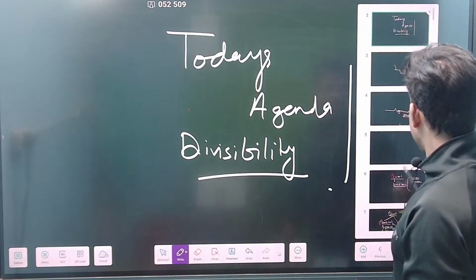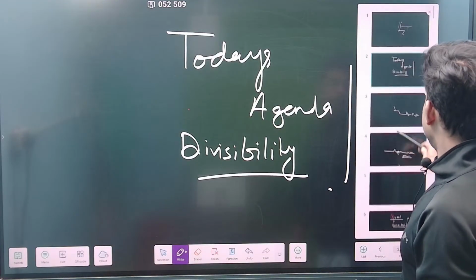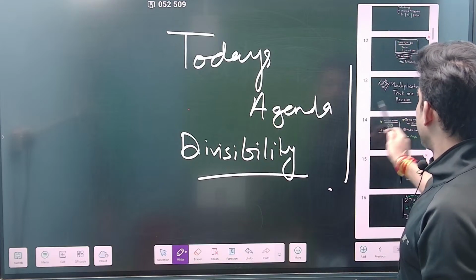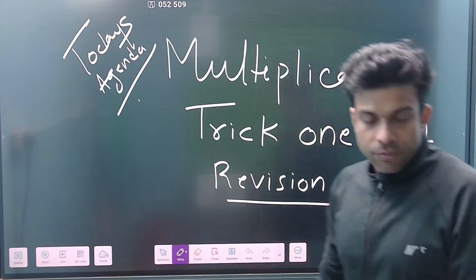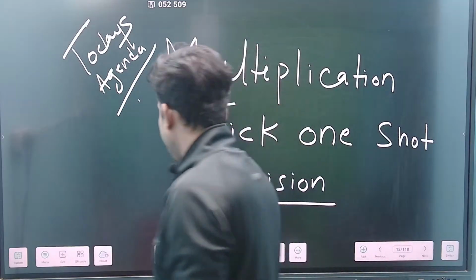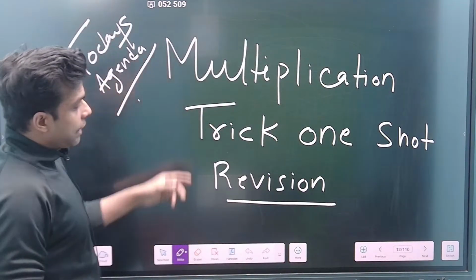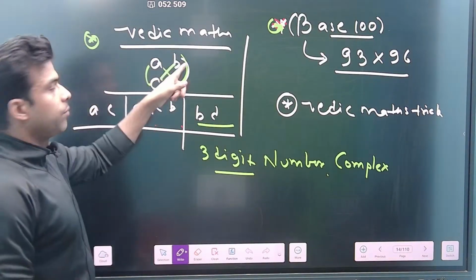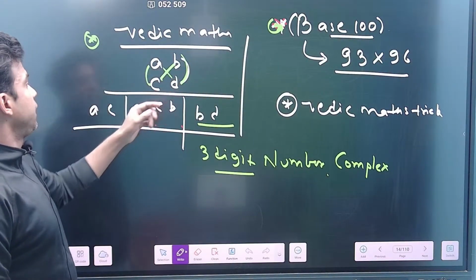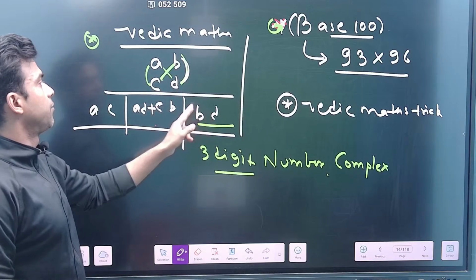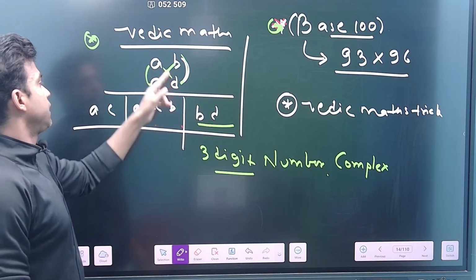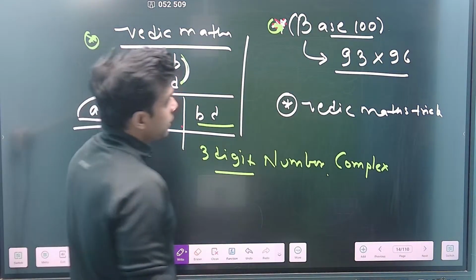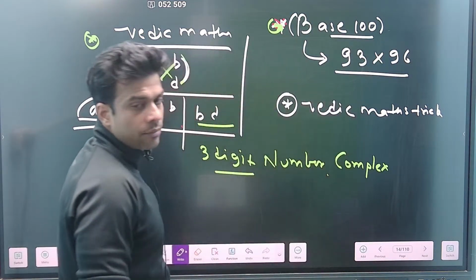In the previous class, we did the multiplication trick in one shot. I guided you that there are a lot of Vedic maths tricks. If AB is multiplied with CD, multiply B into D, then AD plus BC, and then AC. So this is the multiplication part. And I've also told you there are a lot of methods of multiplying numbers.